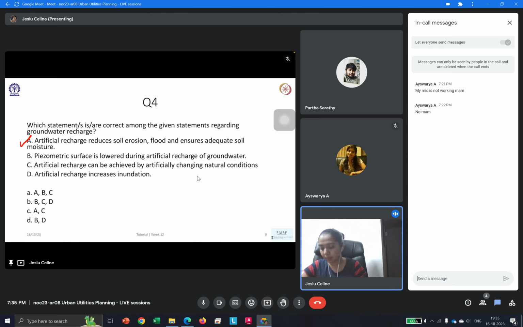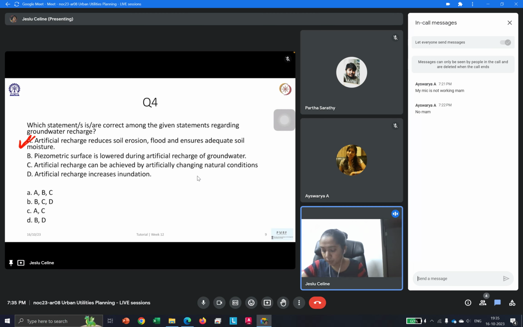So this is a very basic principle of artificial recharge structures that in addition to artificially recharging the underground aquifers, it also reduces soil erosion because you are building a structure for that, and it controls flood because excess surface runoff would be channelized to the underground, so it reduces flood and also moisturizes the soil in the process. When it goes through the soil, the soil gets moisturized also. So yes, this is a correct statement.